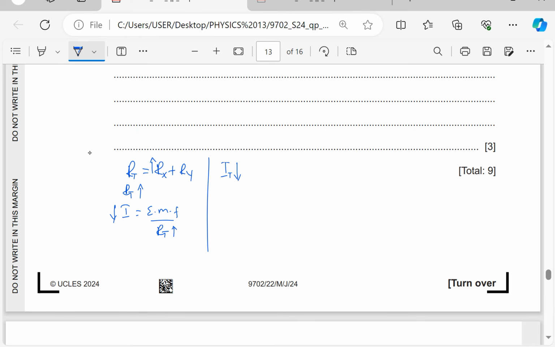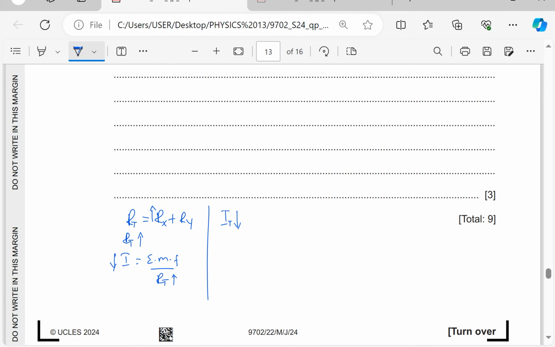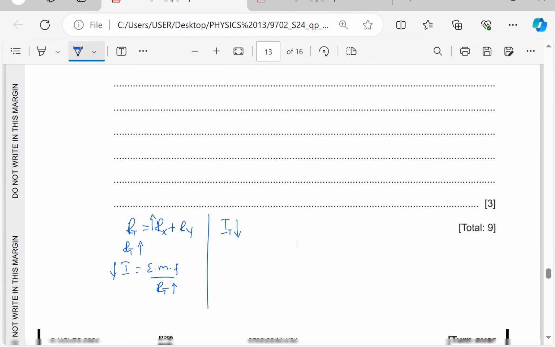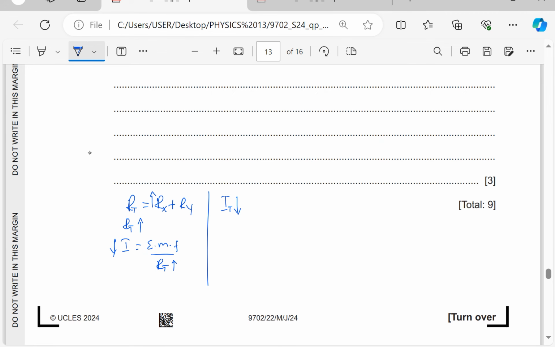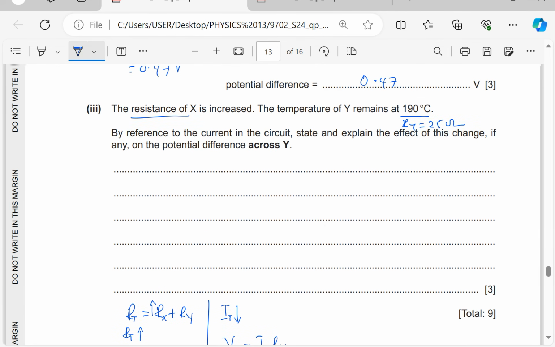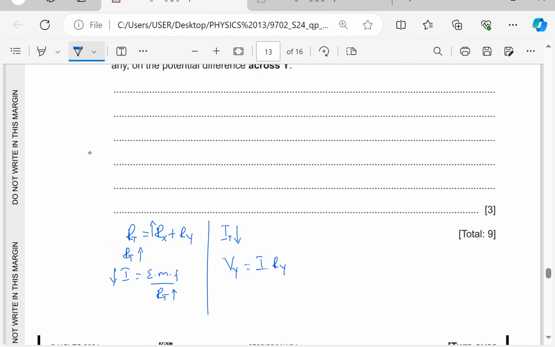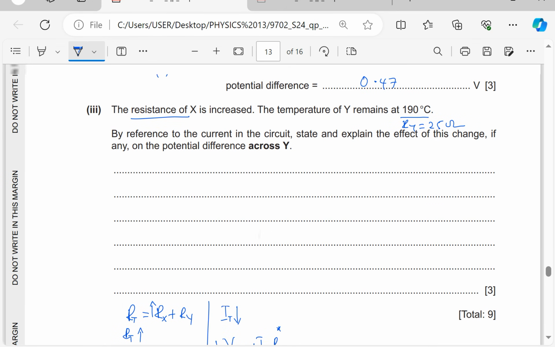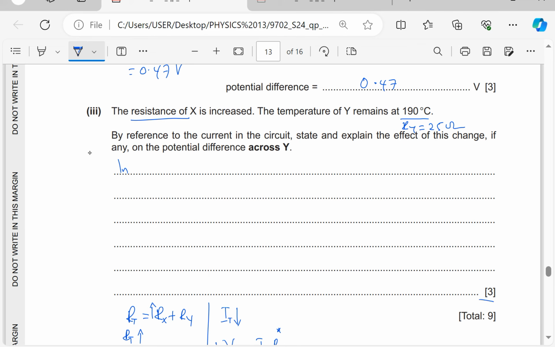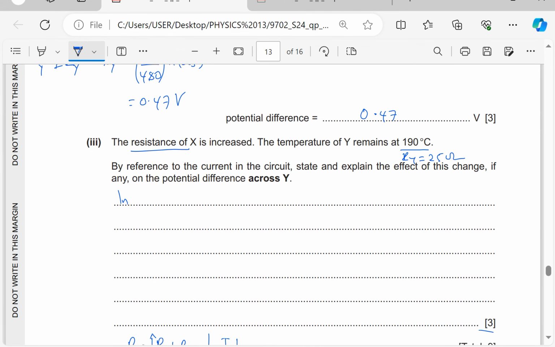If the current in the battery has decreased, then what happens to the PD? Of course, the same current goes through Y. If I use V across Y equals the current times the resistance of Y, because the resistance of Y has not changed, but the current has gone down, then Vy has also gone down. So that is obvious. Because there are 3 marks, I must be very careful when I'm writing this.